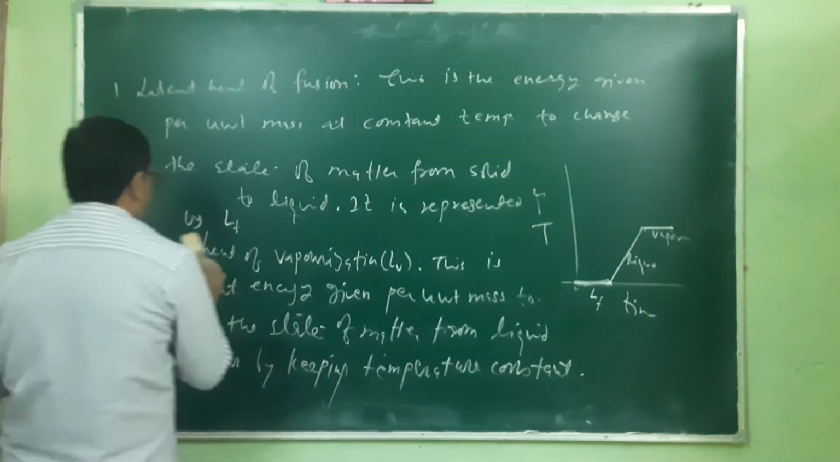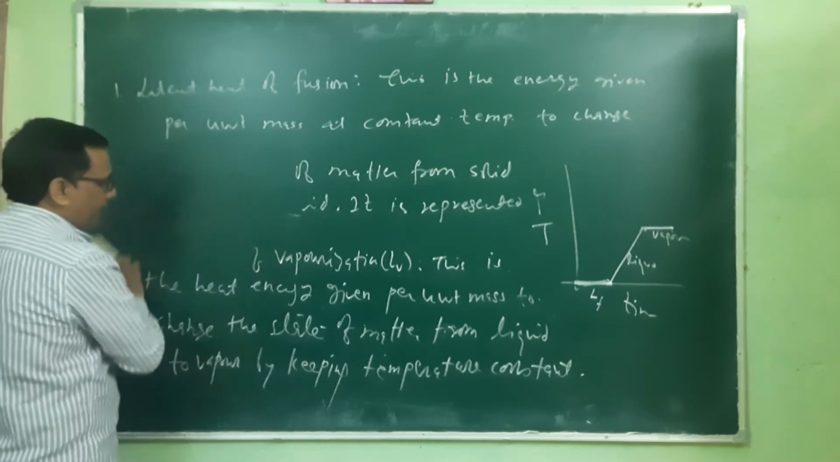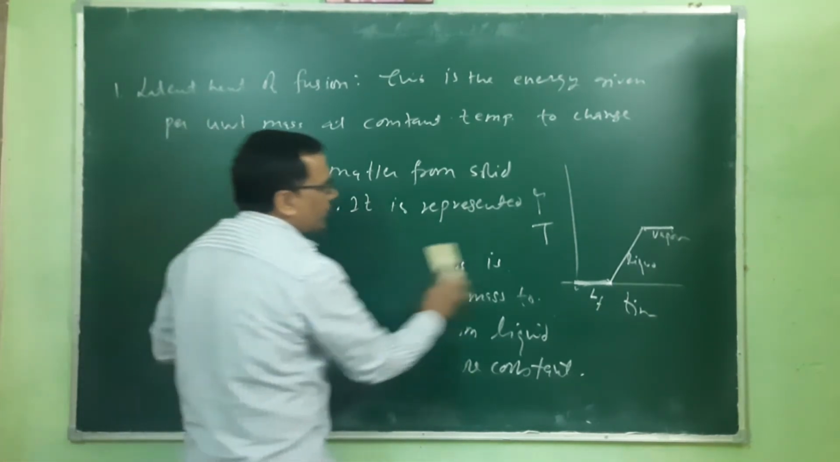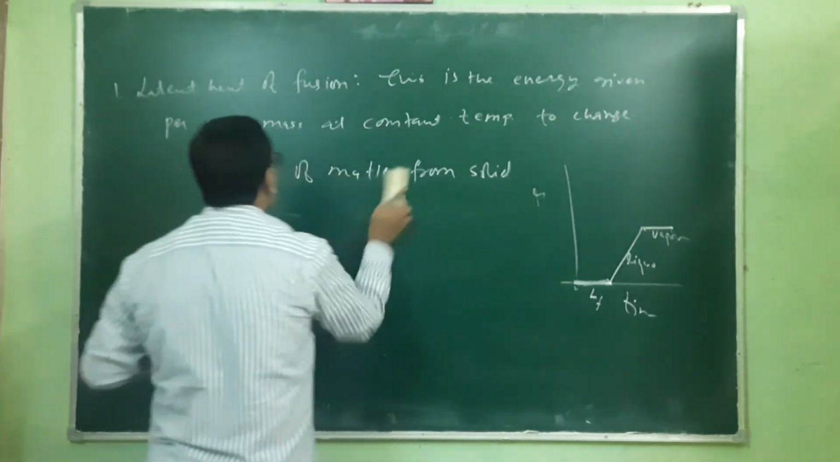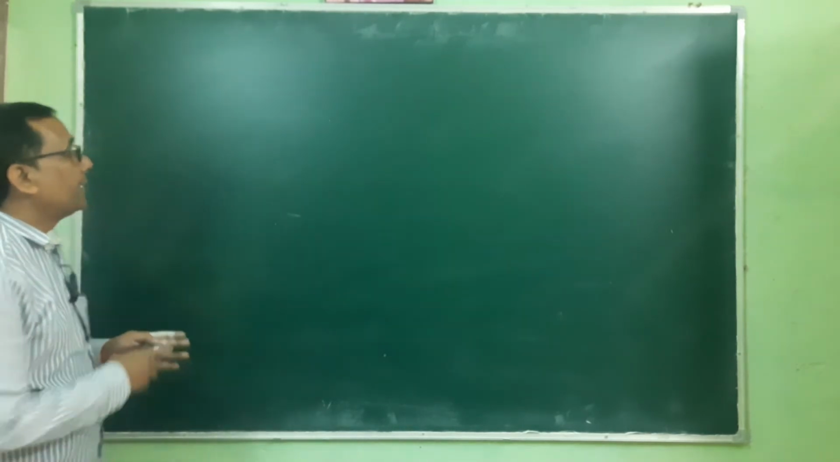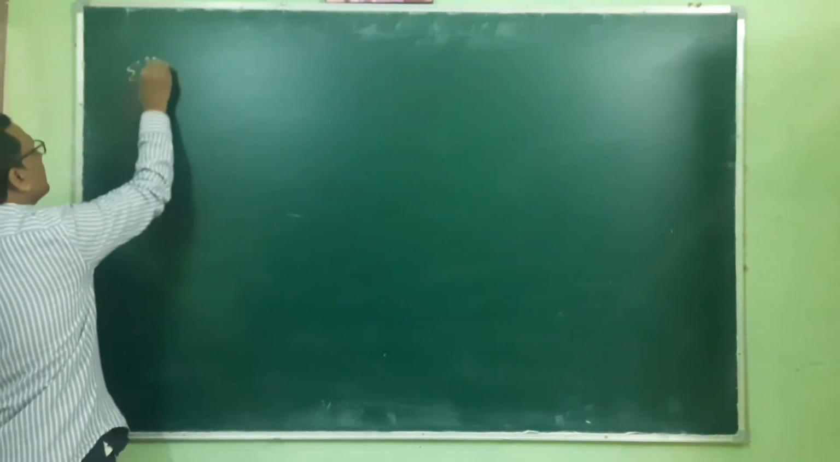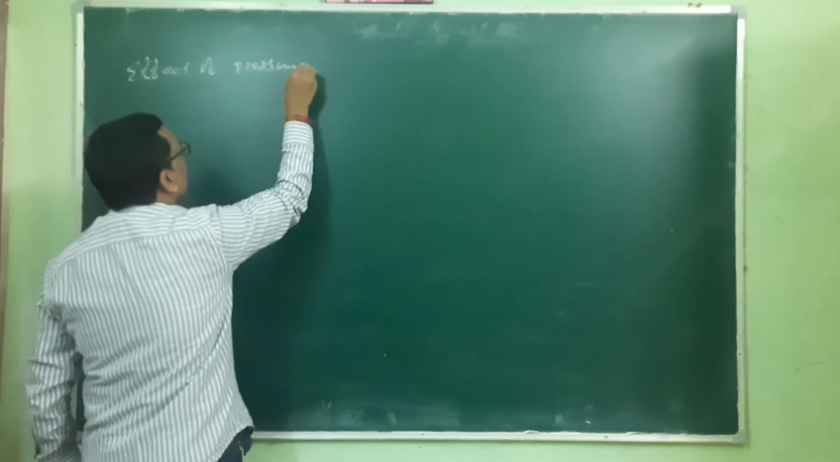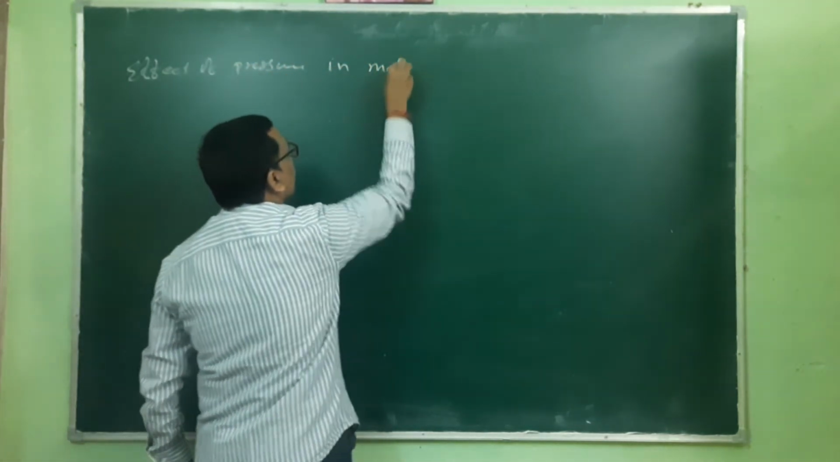So now let us see the effect of pressure, because we have three physical parameters used in this unit, that is the temperature, pressure and volume. So let us see the effect of pressure on melting point.